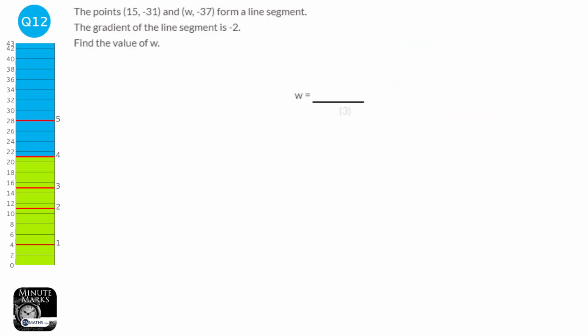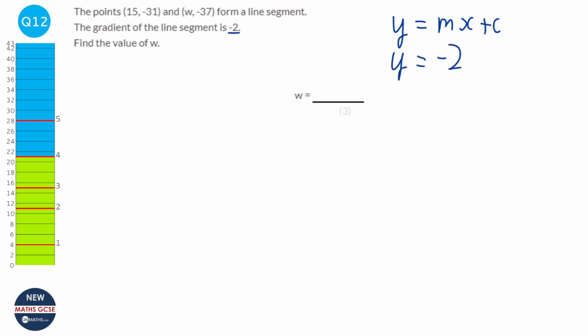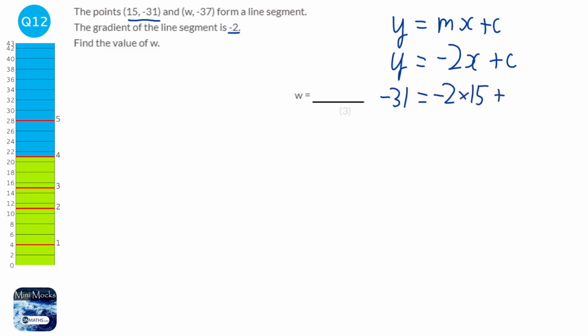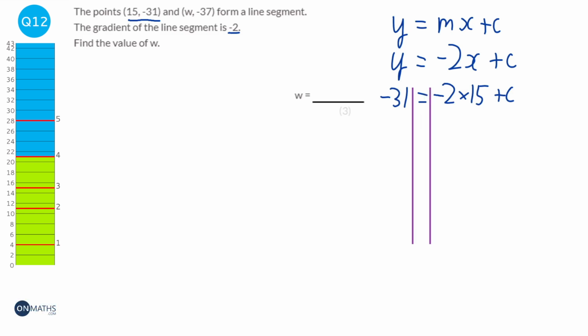So we're going to start by understanding that all lines form or can form an equation y equals mx plus c, with m being the gradient and c being the y-intercept. It says here the gradient is -2, so we've already got a bit of a head start with this, but we don't know what the y-intercept is, so we're going to use this first set of coordinates to work out what the y-intercept is. So y is -31 and x is 15, and we're going to use this to solve and find out what c is.